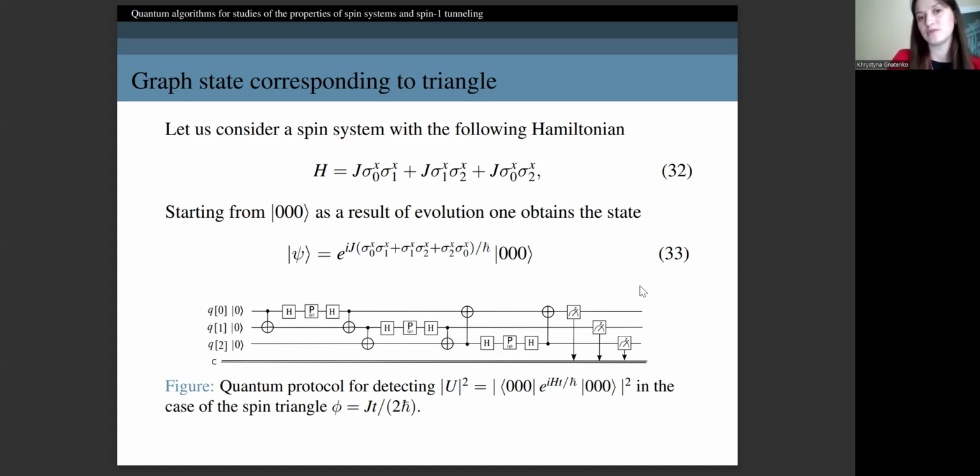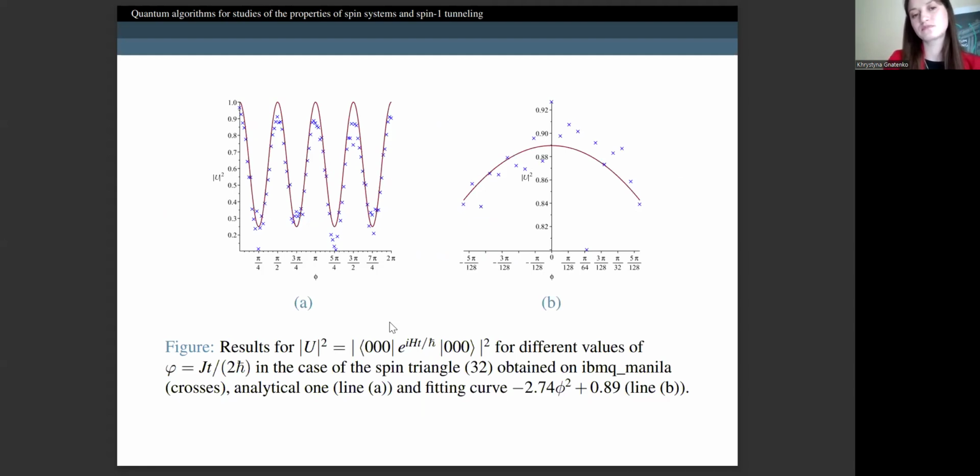We need to calculate this total number of links and total number of triangles, number of squares. Of course, in this case, number of squares is equal to 0. Number of links is 3, and number of triangles is 1. It's very simple toy model. It's just to check if our algorithm works, and we obtained a good agreement of the results of quantum calculation.